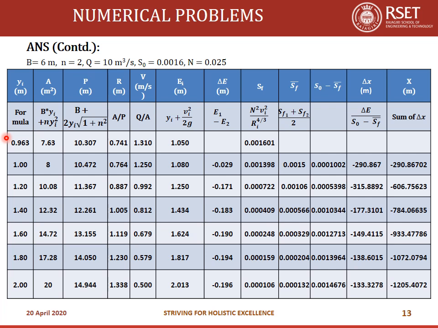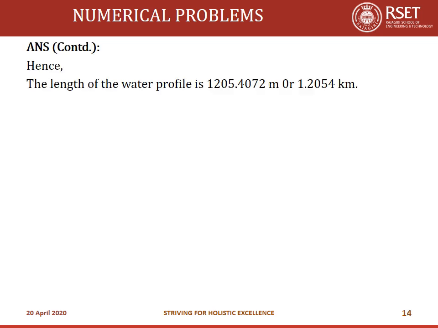So corresponding to 1.2 meter, I have found out the values. Corresponding to 1.4 meter, I found out the values. Corresponding to 1.6, 1.8 and 2 meter, I found out the values. After finding out delta x, I can add up capital X by accumulating the values of delta x, and the final value of capital X would be the sum of all these delta x values. I got it as 1205.4072, and so the length of the water profile is 1205.4072 meter or 1.2054 kilometer.